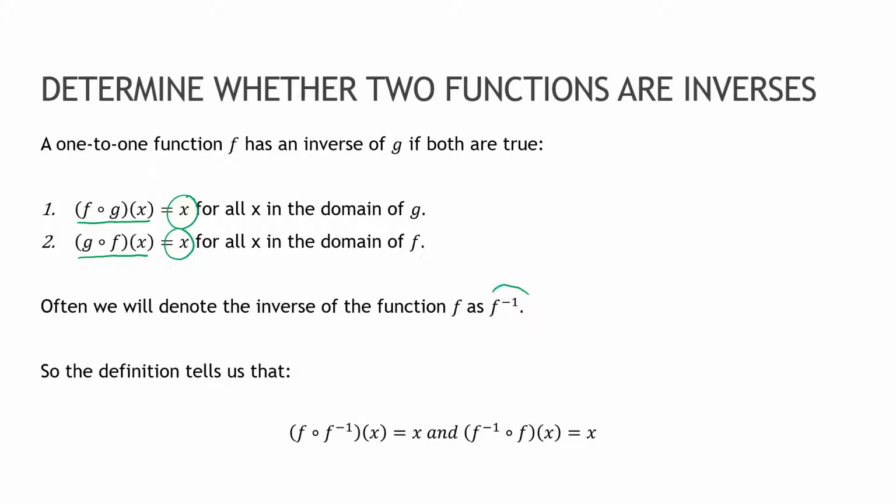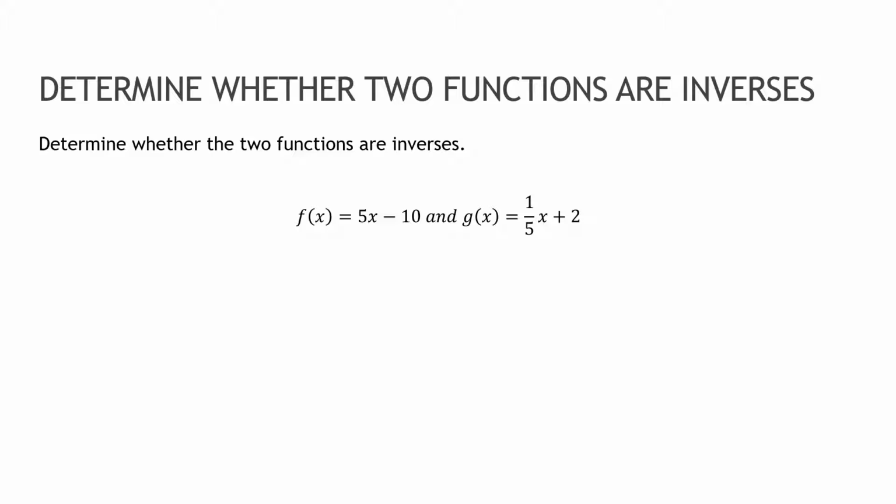Quite often you will see the inverse denoted as f to the negative first power, and again that just tells you it's an inverse. It doesn't tell you to negate anything or to do the reciprocal of anything. It's just the notation that we use for an inverse. So again, if we take f of the inverse of f of x, we get x. And if we take the inverse of f composed with f of x, then we also get x. So let's take a look at how we might show this.